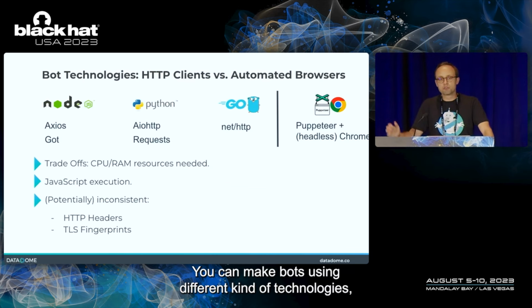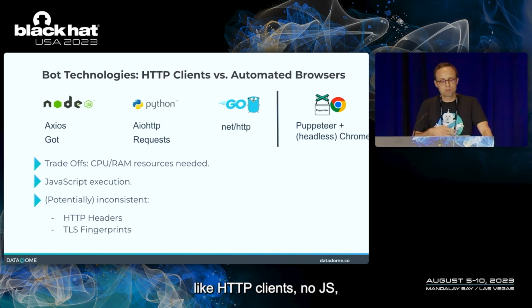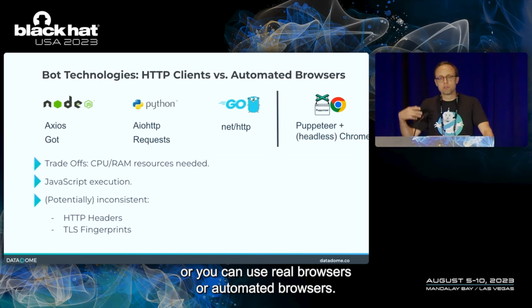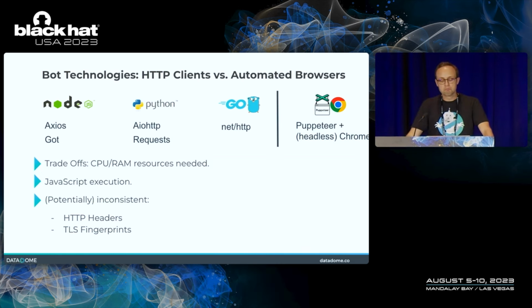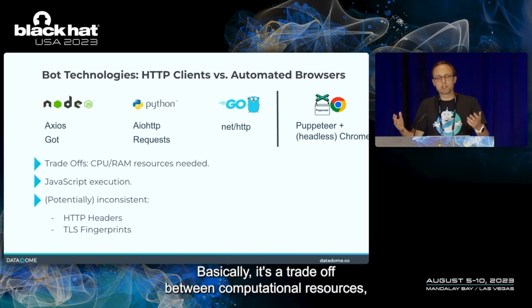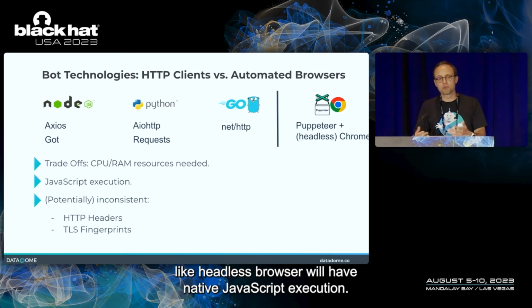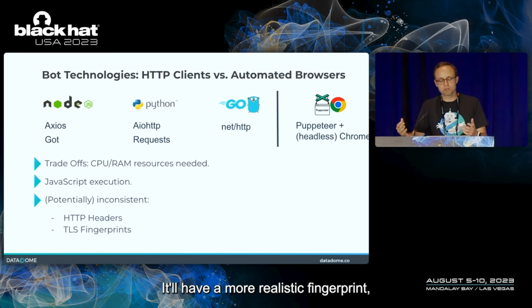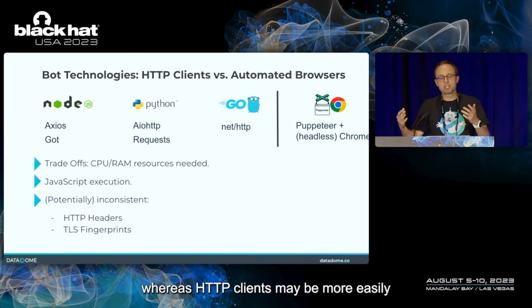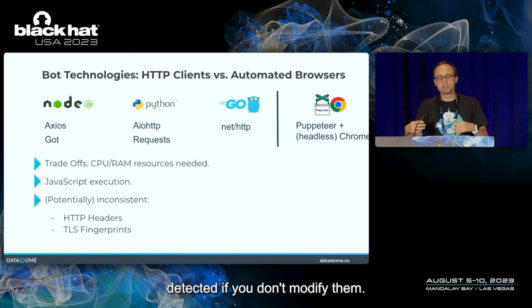You can make bots using different kinds of technologies, like HTTP clients, Node.js, Python, Go, or you can use real browsers or automated headless browsers. Basically, it's a trade-off between computational resources and features available. A headless browser will have native JavaScript execution and a more realistic fingerprint, whereas an HTTP client may be more easily detected if you don't modify it.